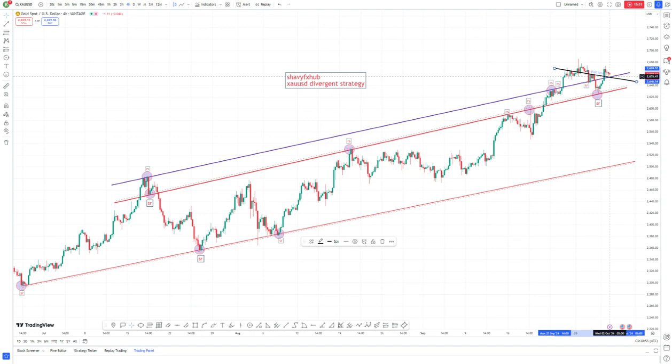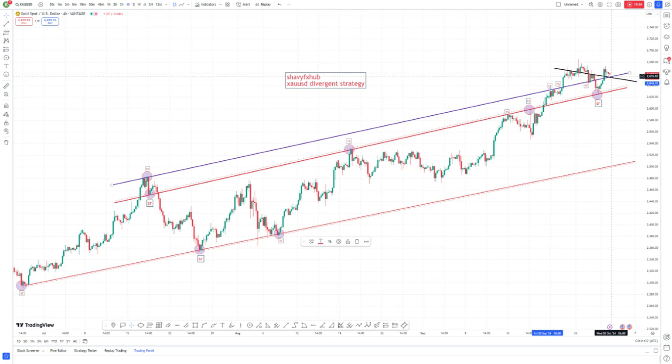We have a few more pips down the line, based on the structure of the market. I believe price will return to this level, the purple trend line. I expect a return to this level. So if price doesn't return to this level, it's not our fault. But I expect price to return to this level.